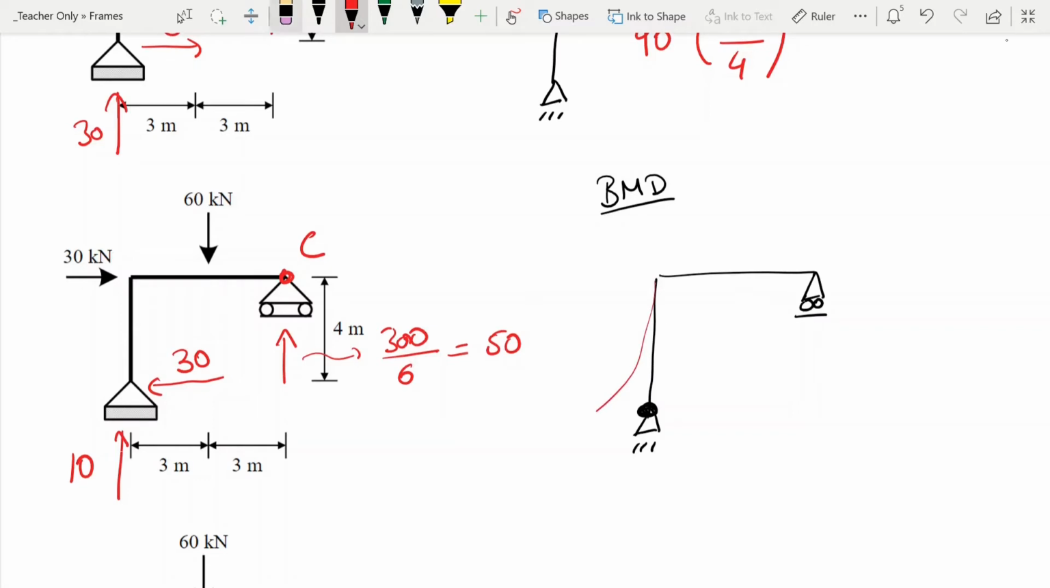So we will get tension on the inside. So the moment here is 0, and now we know we're going to have tension on the inside. Another thing we know is this tension on the inside probably is going to stay constant since we don't have any load. So we can get that the moment here is just going to be 30 times 4, and that's 120.